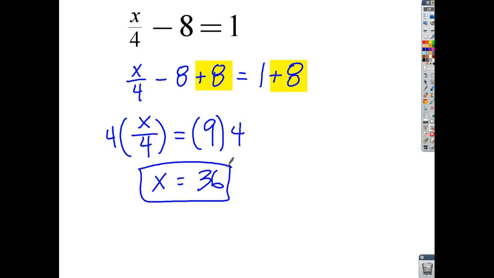All right, so let's try it. 36 divided by 4 minus 8, does that equal 1? 36 divided by 4 is 9. 9 minus 8 is 1. Yes, it is. And there we have it. We are good to go.